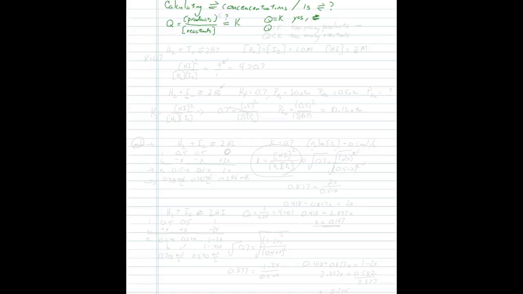If Q is greater than K, you have too big a number on top, which means too many products, which means you need less products and more reactants. If Q is less than K, then the reverse is true. You have too many reactants, which means you need fewer reactants and more products.